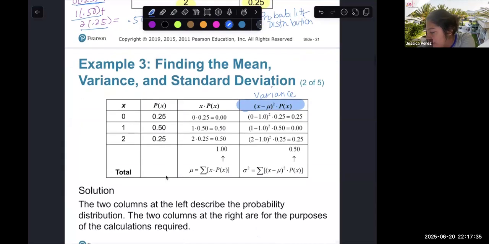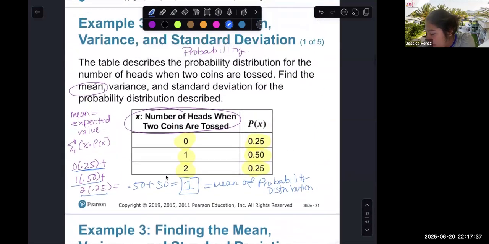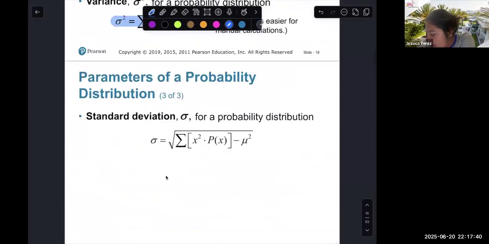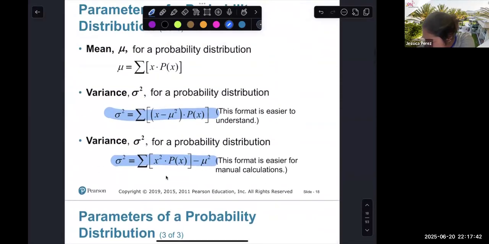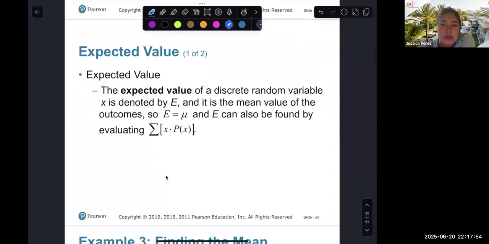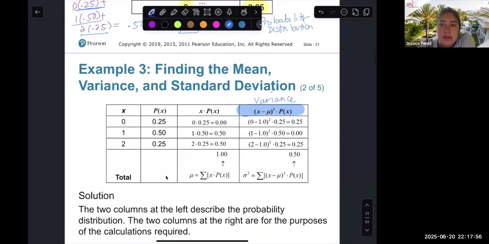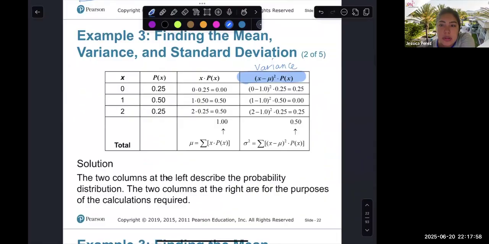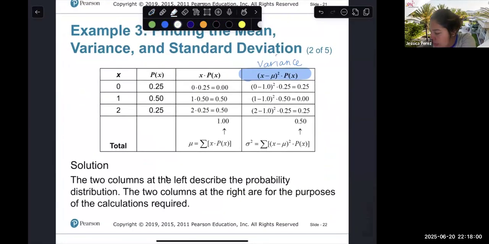This is the formula. Be careful because there's a typo here. The square should be here. So it should be the sum of x minus mu quantity squared times p of x, the same way as you see it down here. This is the correct formula. So there was a typo.